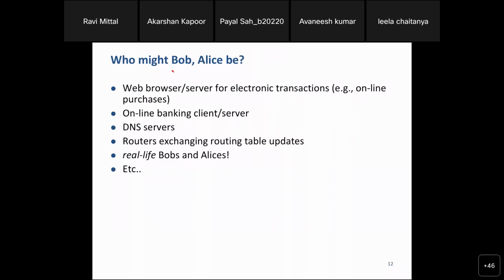So who can be Alice and Bob in our communication world? Most of the communication that we are doing on the internet is a client server model. In a client server model, both ends use the same protocol. Alice can be your browser and Bob can be the server, or vice versa. It can be an online banking client and server. There is a client in your browser or your machine, and the server is a banking server wherever it is. It could be a domain name server, or a router exchanging routing table updates as part of some routing algorithm. They exchange messages, routing tables, so one router can be Bob, another Alice.